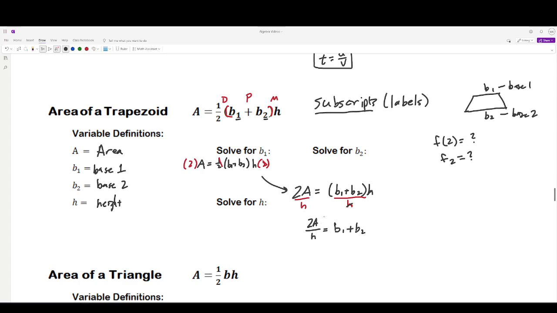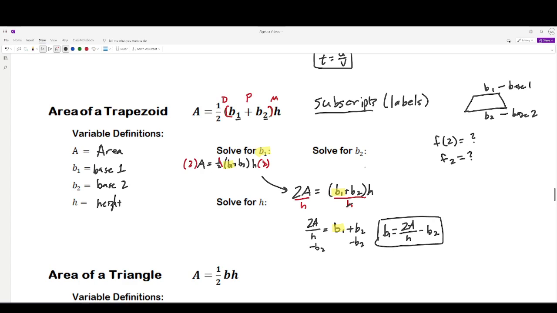And then since we're trying to solve for B1, sometimes when I'm first starting on this, I like to highlight what I'm solving for throughout the problem so I don't get confused or lose track of it. So now what I need to do is subtract B2 from both sides, and I get B1 is equal to 2A over H minus B2. And that would be the answer to that, solving for B1. And then I think the other two on this one you can do on your own.